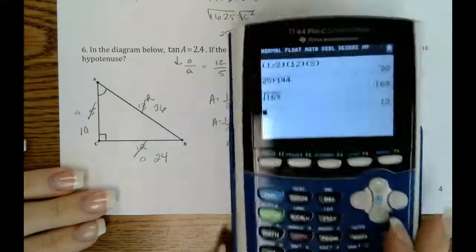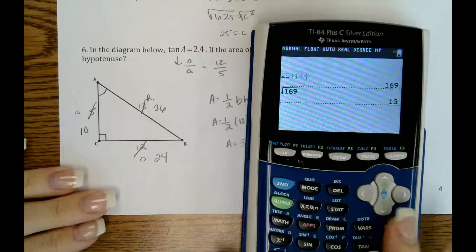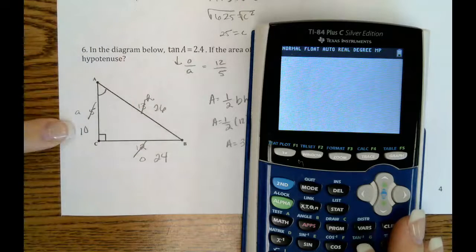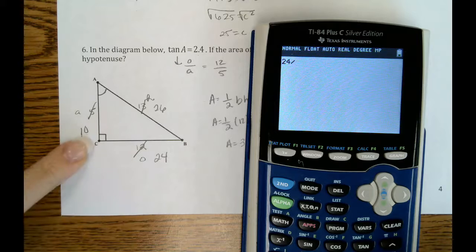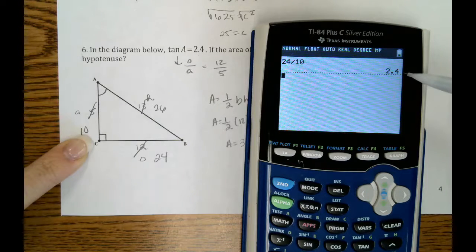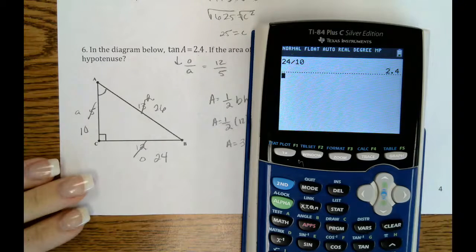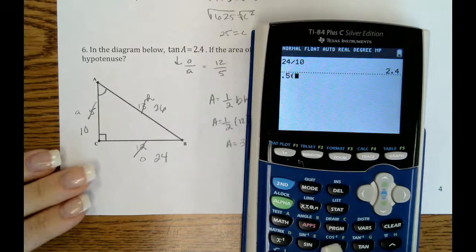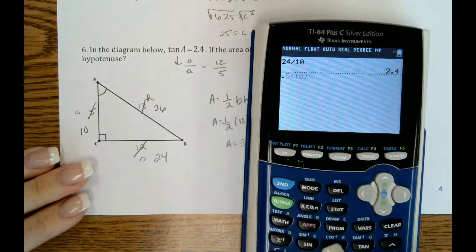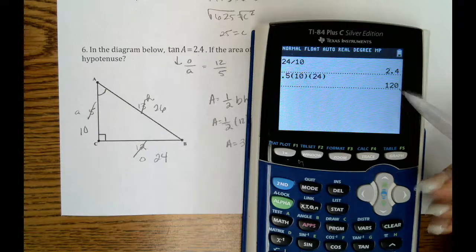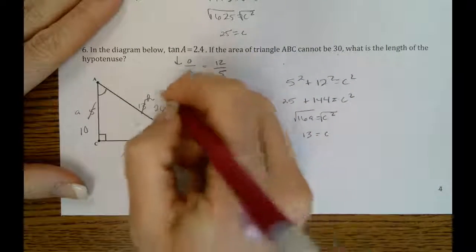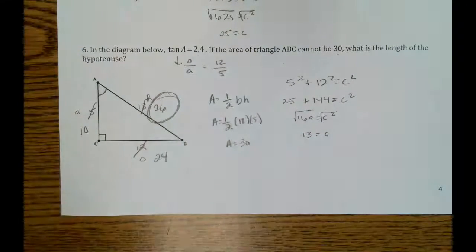Let me show you what I mean. The tangent, right here now, would be opposite 24 divided by adjacent, which is 10, and that still has a tangent of 2.4. So now, if I do 1/2 my base times my height, I no longer have an area of 30. So that tells us that our hypotenuse will be 26.